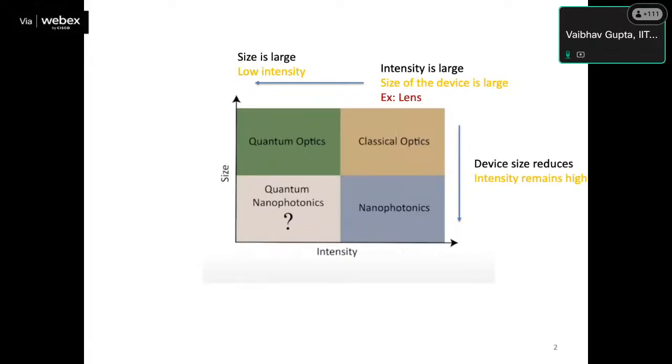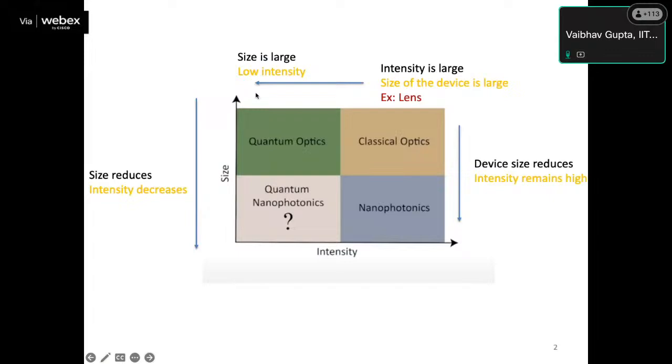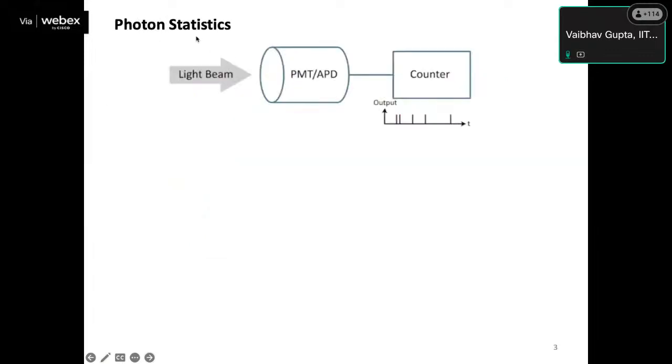So first, before we start the limit of photo detection, let me give you a brief idea about photon statistics. It's possible that you might already know about this topic, but still this is the very core of this detection limit. So I would like to explain a bit.